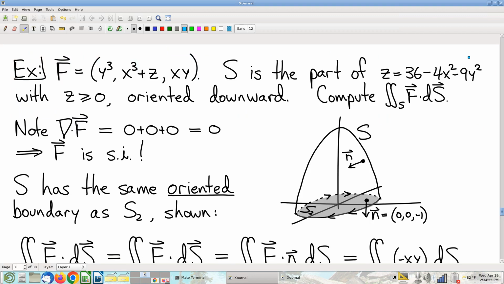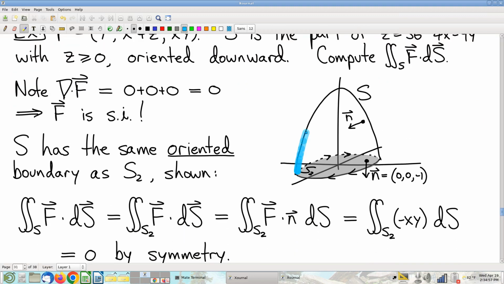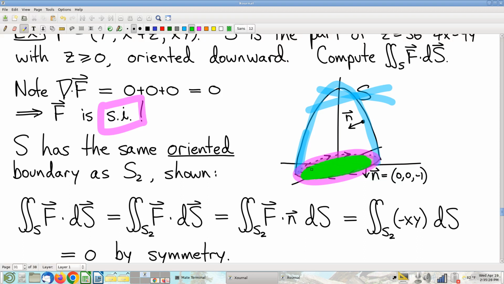And so here's the big idea. My original surface was this. Its boundary is that. Because of surface independence, I am allowed to say phooey on this surface. I don't like this surface anymore. It's all curvy and stuff. I can pick any other surface that I like that has the same boundary. And I propose that when you have the choice, most of the time, pick a flat surface if you can.